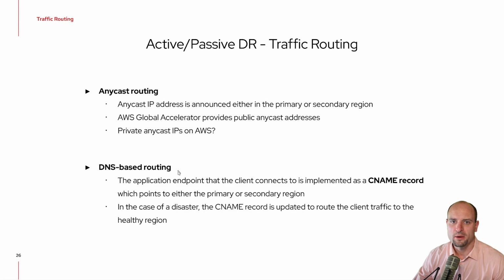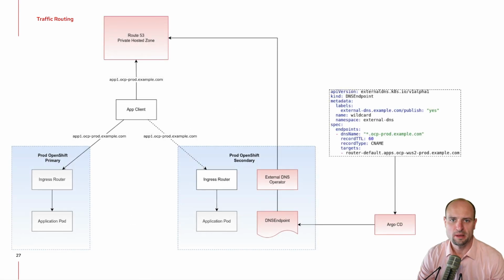In DNS-based routing, each application is assigned a record in DNS. This record is a CNAME record, which points to either the primary or the secondary region. To fail over the application traffic between regions, we just need to go and update the record in DNS. This diagram depicts the DNS-based routing in more detail. At the top of the diagram, you can see the Route 53 private hosted zone. That's where we create the DNS records for our applications.